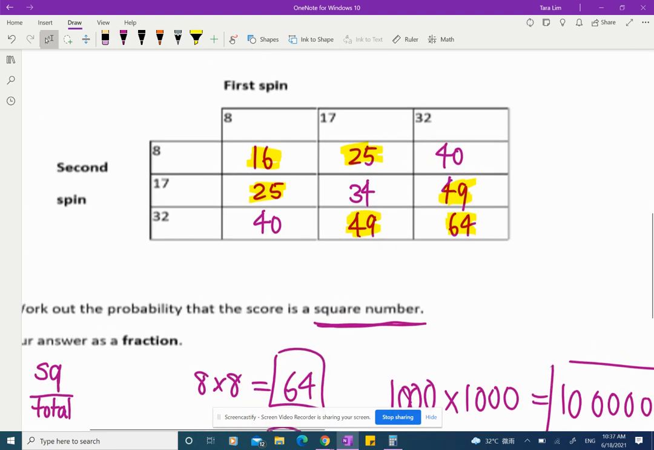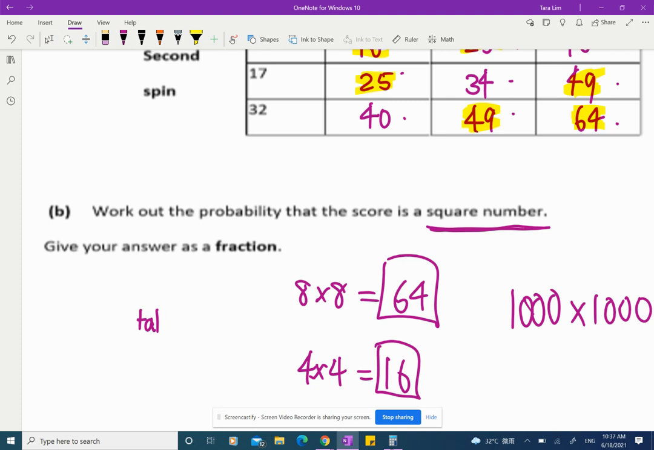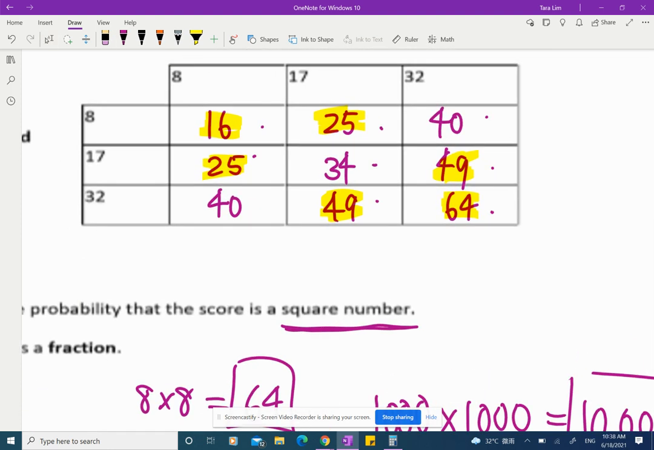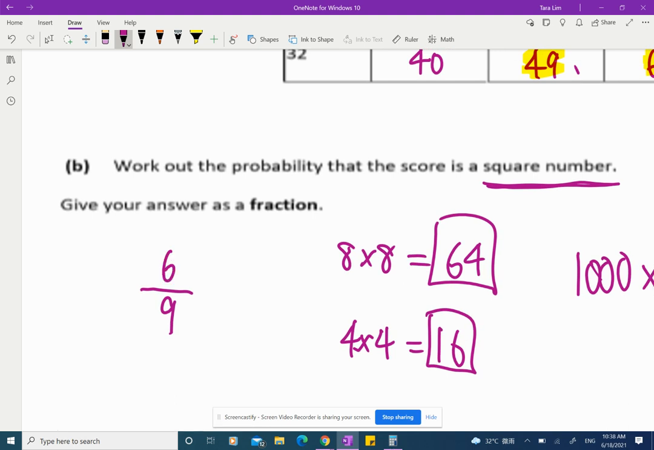Okay, this is kind of confusing. So what I mean is the total of numbers. We can see there are 1, 2, 3, 4, 5, 6, 7, 8, 9. There are 9 numbers. So there is a total of 9 numbers. So first of all, the total, we know that it is 9, so it's over 9. Now we must know how many square numbers there are, and we highlighted them. So 16 is 1, 25 is 1, so 1, 2, 3, 4, 5, 6. So there are 6 square numbers.